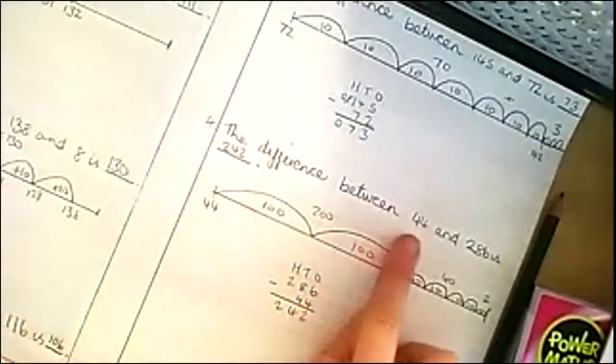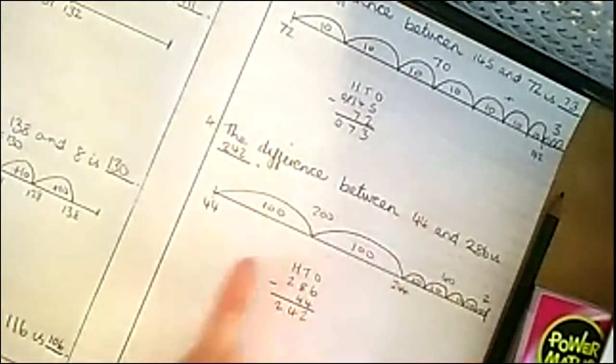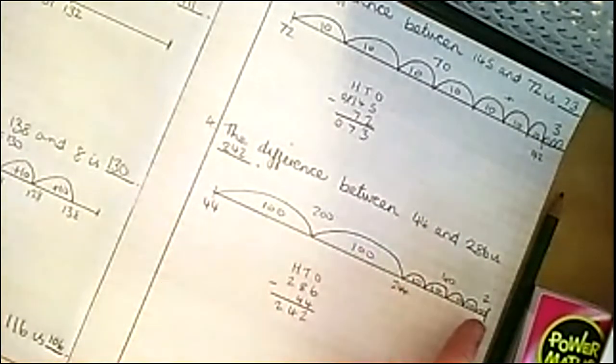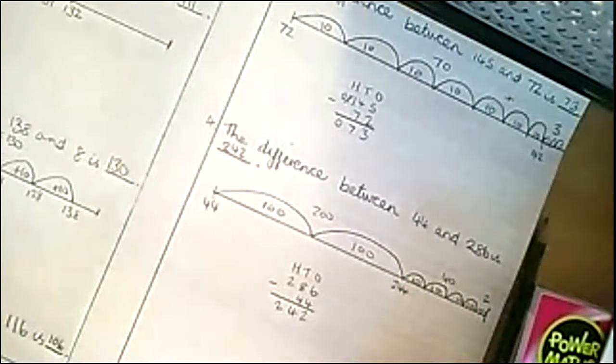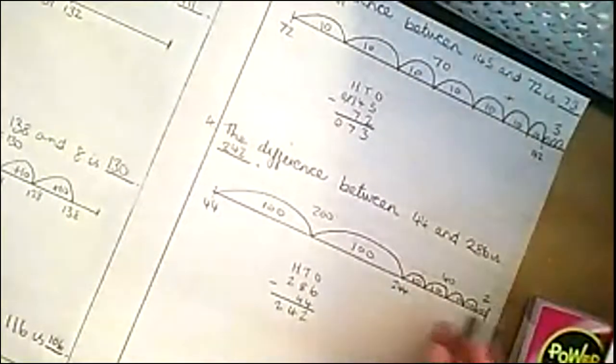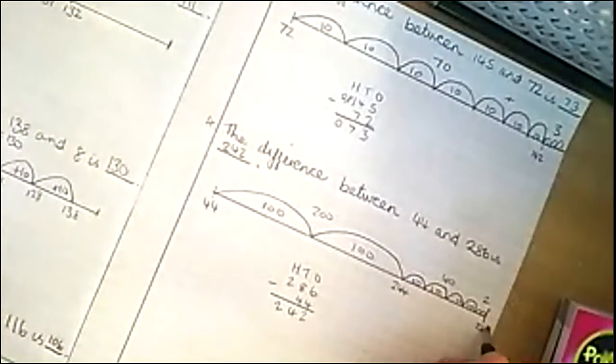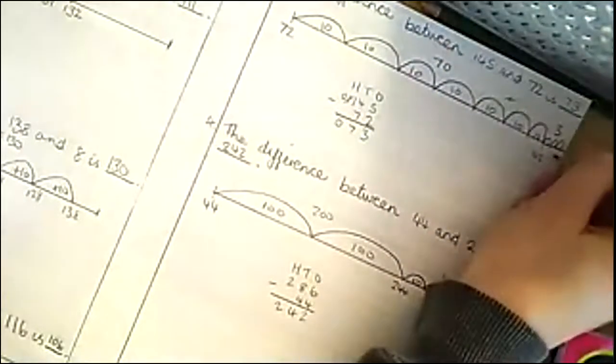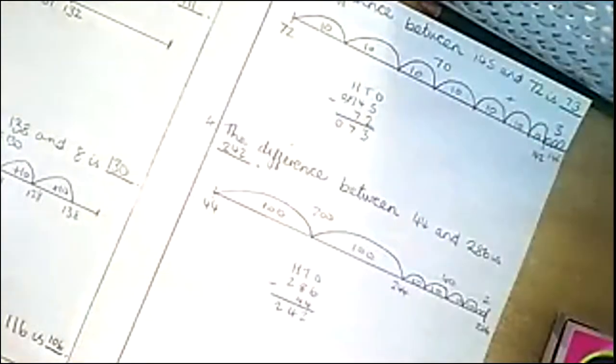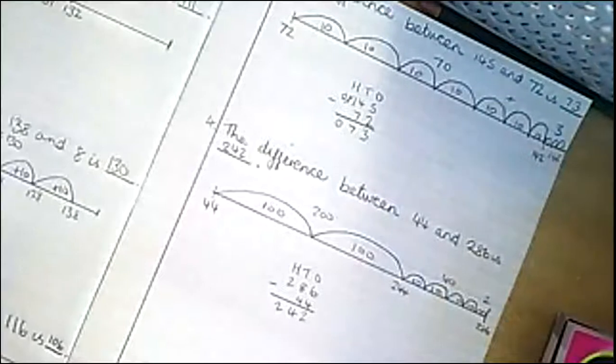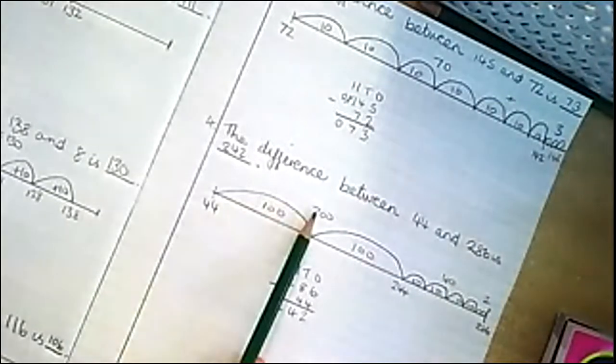The difference between 44 and 286, I've got 44. Then we got all our way to 286. I never actually put my end answer in, did I? I was just counting. Well, there we go. Look, even Mrs. Ward has to add things in. And then we could see the difference there is 242. And there's my subtraction to show as well.